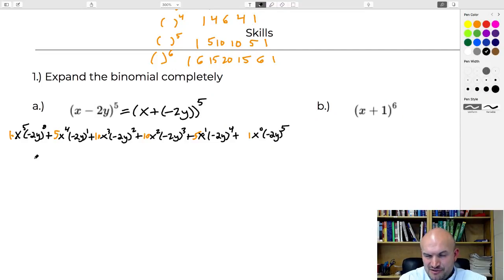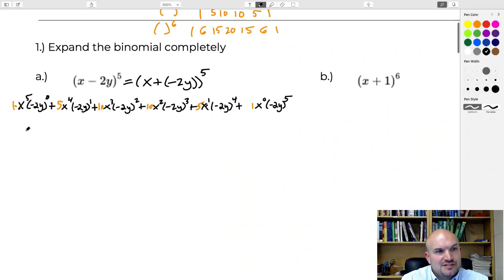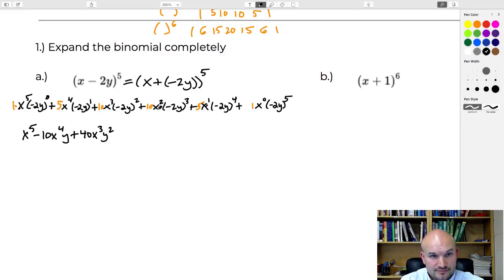Negative 2y to the 0 is just going to be 1. So therefore we can just write this as x to the 5th. We have negative 2y to the 1st, so that's just negative 2y times 5, which is going to be a negative 10 x to the 4th y. Over here, we're going to have negative 2y squared. Remember, any negative number squared is going to be positive. So that's going to be 4 times 10, so that would be positive 40 x cubed y squared.